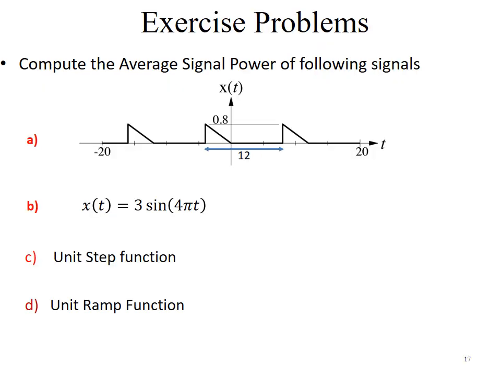Again, there are some exercise problems. You have to compute the average signal power. For example, in this one, you have time period equal to 12, and the amplitude of the signal is basically 0, maximum value is 0.8. Again, this one is a sinusoidal waveform, which is a periodic waveform. You have to find out the signal power for this, and for the unit step function as well as for a unit ramp.